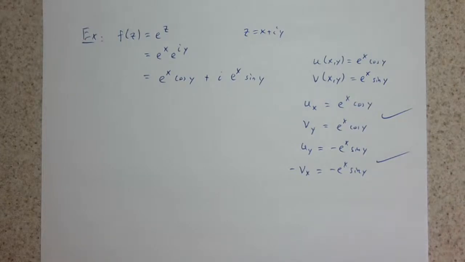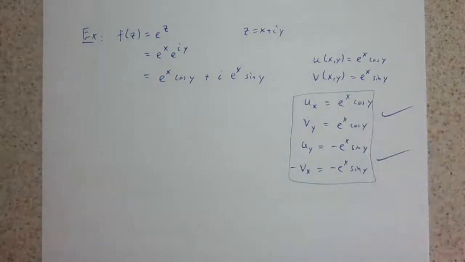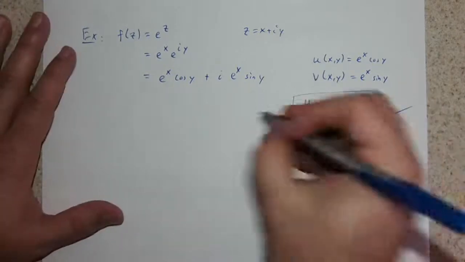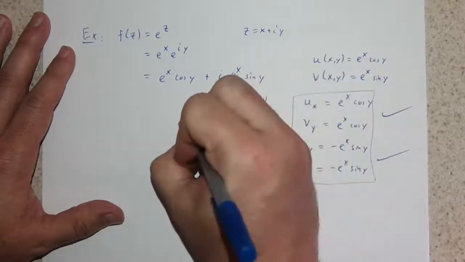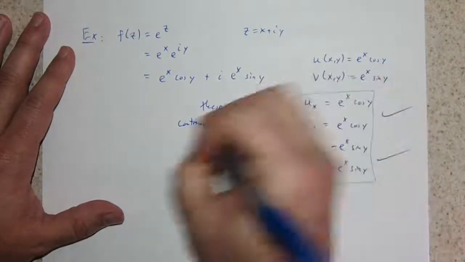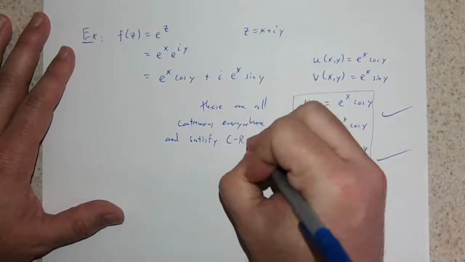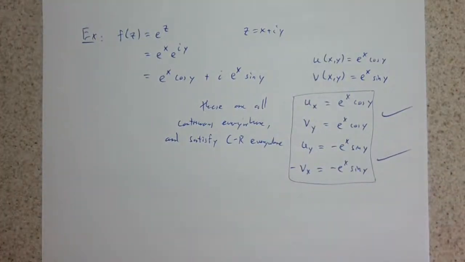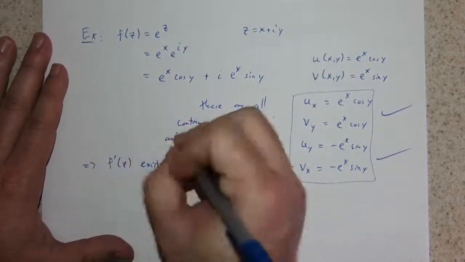And notice that all these derivatives that we took are continuous functions, because they're products of continuous functions in variables x and y. So these are all continuous everywhere, and satisfy Cauchy-Riemann everywhere. So what does that mean? This means that f prime of z exists everywhere.